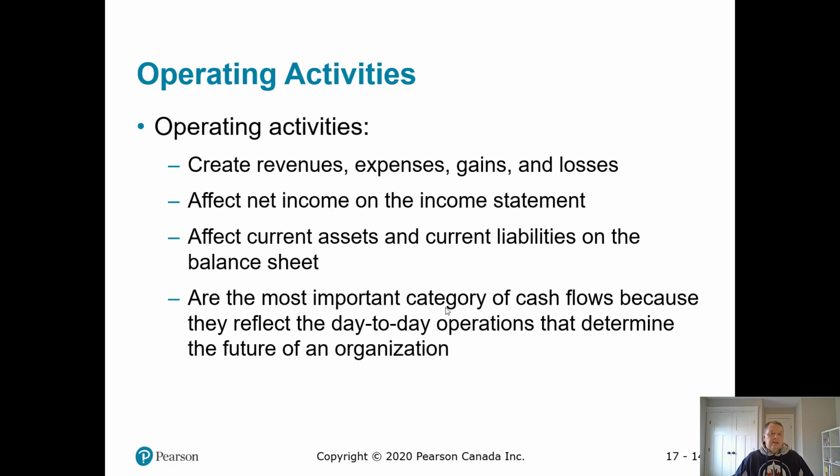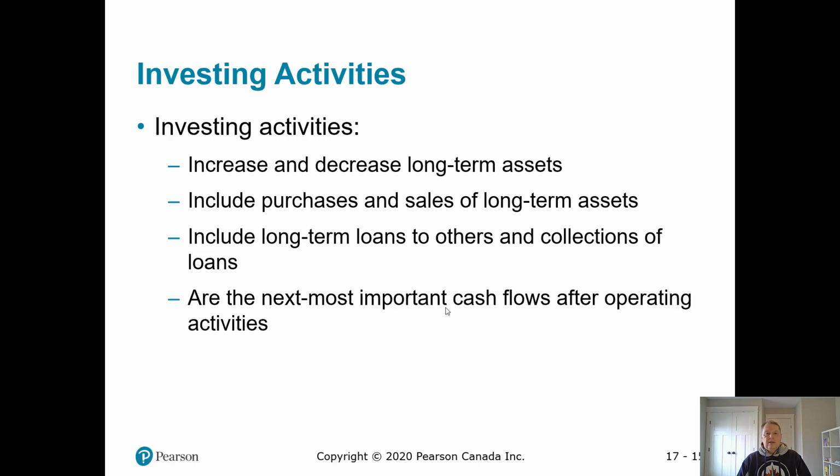Now, operating activities, again, they revolve around creating revenues, expenses, gains and losses. They really line up with the income statement very well. They also line up with the current assets and current liabilities on the balance sheet, because all of those items, generally speaking, are a function of the income statement. Accounts receivable, accounts payable, inventory, prepaids, they're all linked to the income statement. And so when we go to look at the indirect method, we look at those particular items as well when we're adjusting to make sure that we understand the cash.